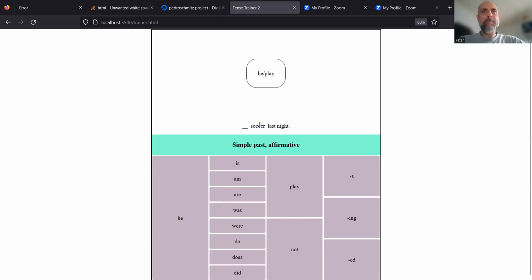And that's correct. Okay. So last night he play, and you add the ed, okay, to make it past. And the negative simple past is with did. So he did not play. And in question, we use did he play? All right, well, anyway, that's how you play the game.